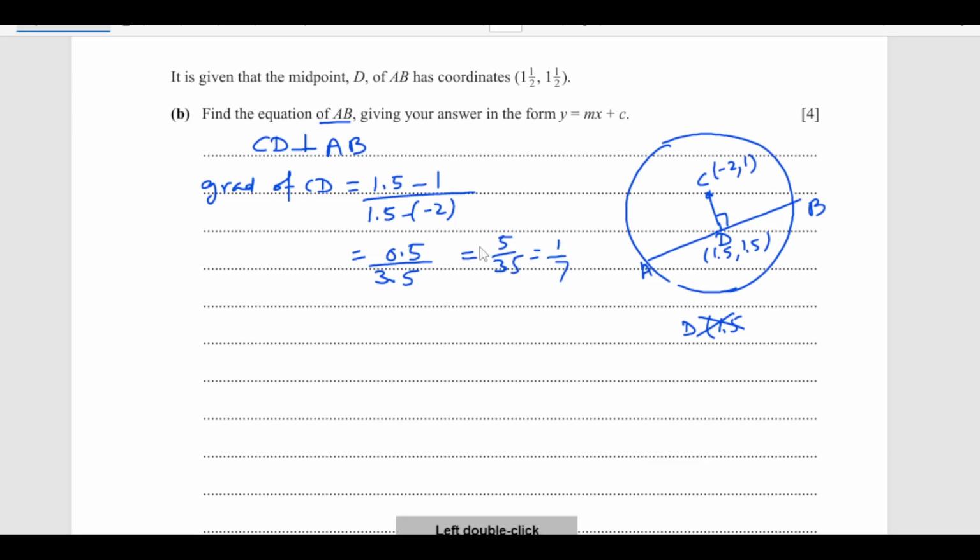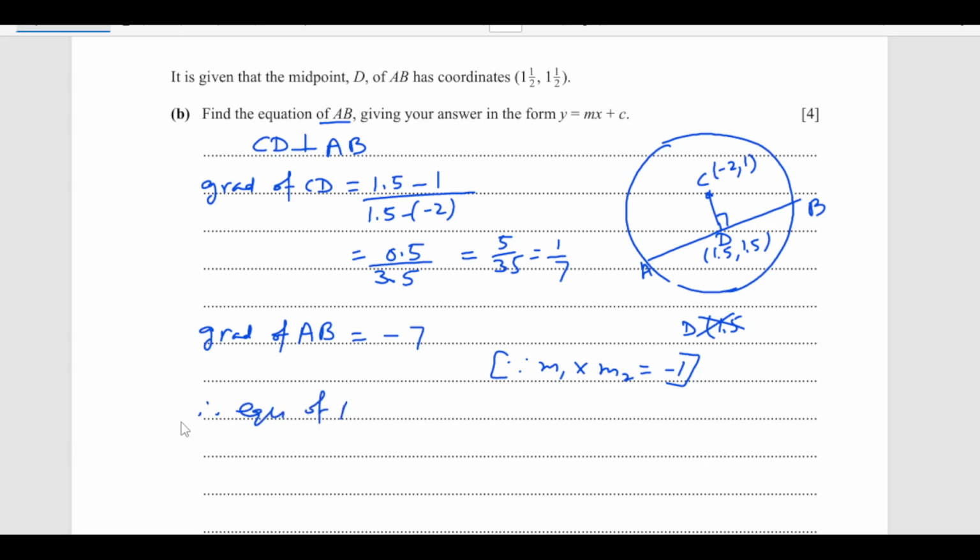Now as CD is perpendicular to AB, we can find the gradient of AB. Gradient of AB is going to be negative 7. Why? Because we know when lines are perpendicular, the product of their slopes is negative 1, right. So the gradient of AB we got is negative 7. Therefore the equation of AB in y equals mx plus c form: y equals negative 7x plus c, right. So this passes through point 1.5 and 1.5.